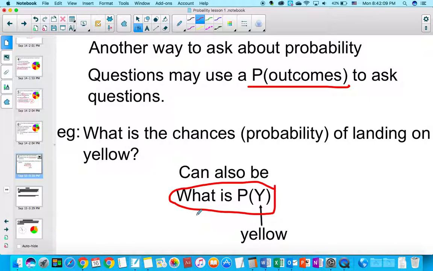So you may see this a little bit this year, and in the years to come, you will see this more and more, right? Instead of writing this long sentence, you would just say P of Y. P, the outcome you're looking for. Instead of saying, what is the probability of getting yellow on the spinner, you would just say, what is P of Y?